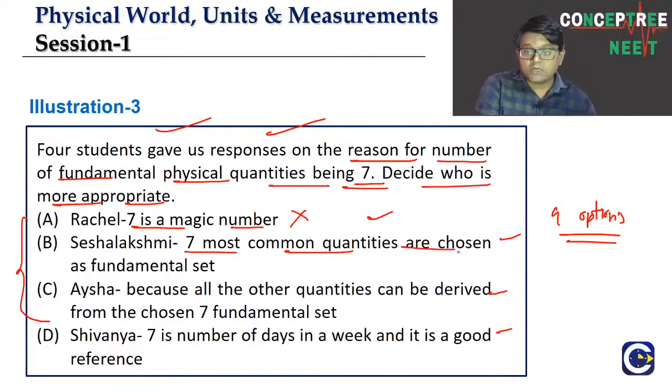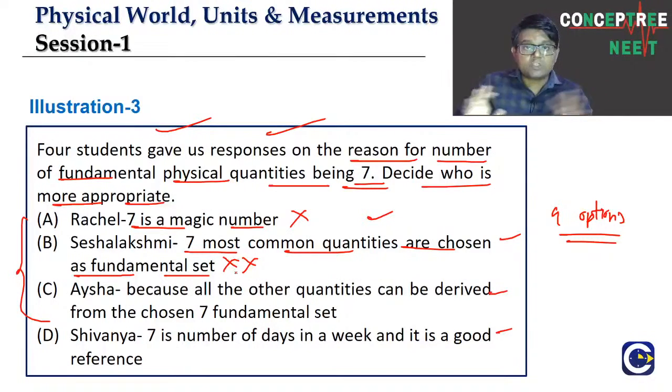7 most common quantities are chosen as the fundamental set. Is it correct, guys? No, right? Because we did not say 7 most fundamental or 7 most common. The selection of fundamental is not about the most common quantities. Okay, then look at what Aisha is saying.